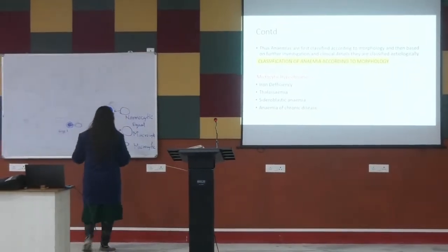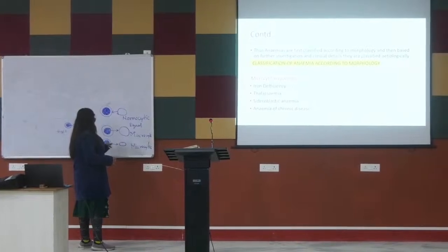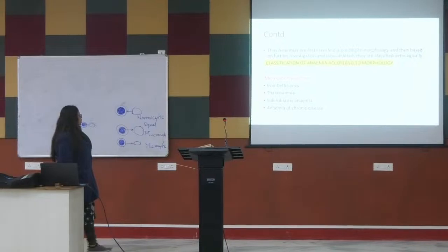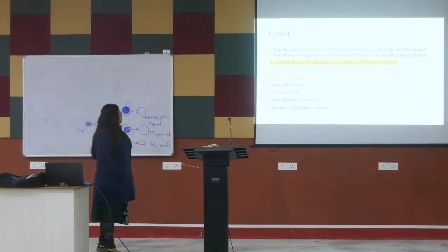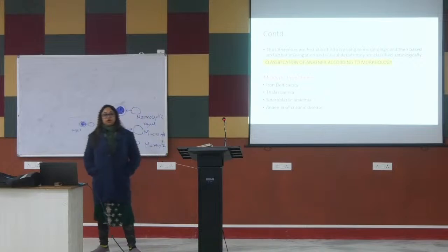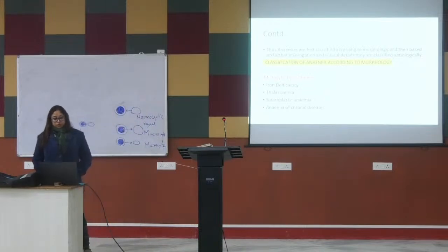Microcytic hypochromic, that is the RBC size is smaller than the nuclear size of a lymphocyte. Microcytic anemia occurs in iron deficiency anemia, thalassemia, sideroblastic anemia and anemia of chronic diseases. Those are examples of microcytic hypochromic anemia.